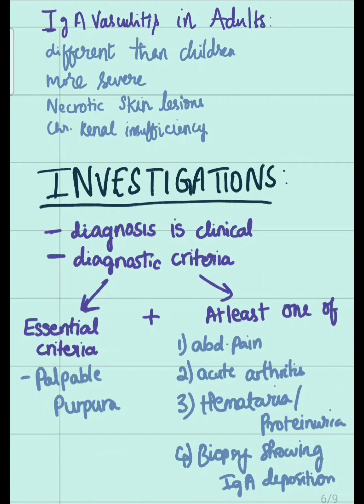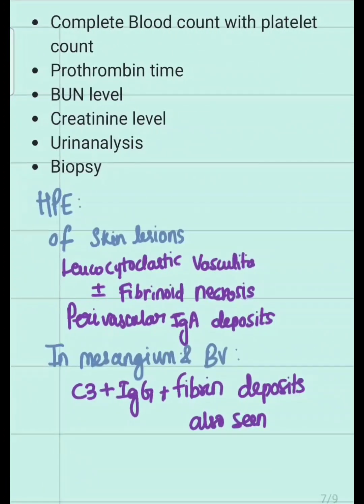Coming to investigations, there is no test as such to diagnose HSP. The diagnosis is clinical. We've got diagnostic criteria where the essential criterion is palpable purpura. That means it should compulsorily be present while diagnosing a case of HSP. Along with this, we need at least one of abdominal pain, acute arthritis, hematuria, proteinuria, and a biopsy showing IgA deposition. The other tests include complete blood count with platelet count because there's hemorrhage.